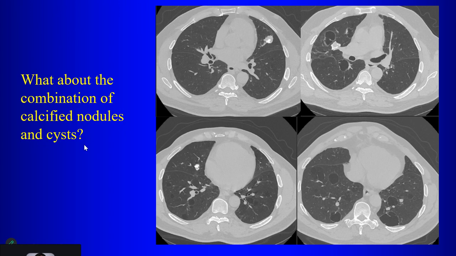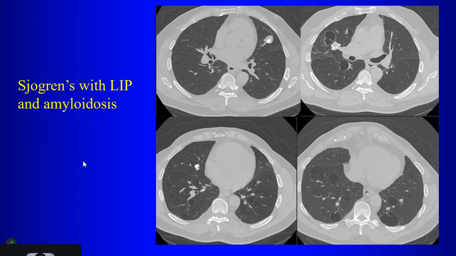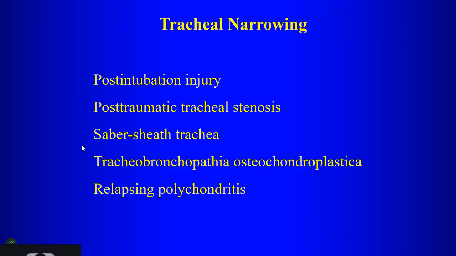And then what about the combination of calcified nodules and cysts? Calcified nodules and cysts. What disease can give you this? LIP pattern with Sjogren's. Yeah, LIP with Sjogren's can give you the cystic lung disease. Is that associated with amyloidosis? Yes. So cystic lung disease with calcified nodules, this can be a manifestation of Sjogren's with LIP and amyloidosis. So this can also happen, okay? So that is our discussion of airway disease, right?